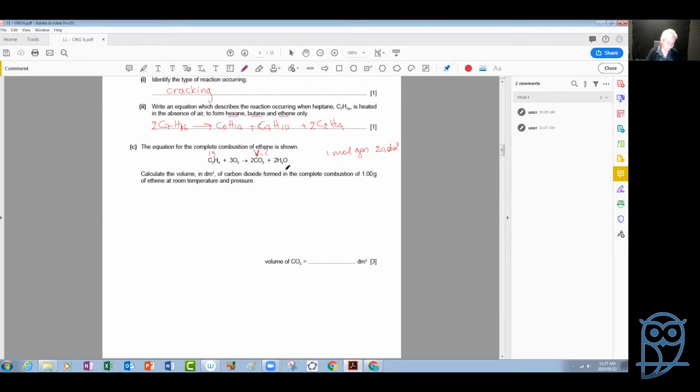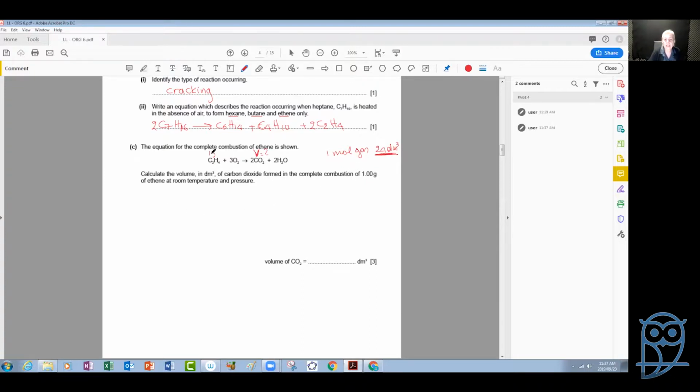Okay, at room temperature and pressure, yeah. So the conditions are right. So we know that 1 mole of carbon dioxide will occupy a volume of 24 cubic decimeters. Now, okay, well, how do we start?